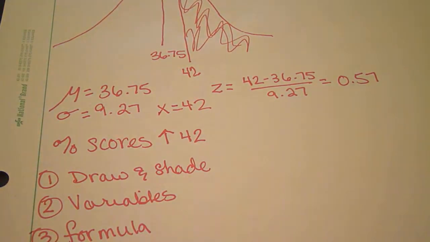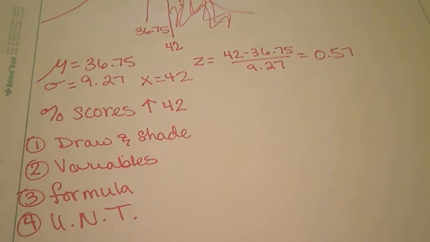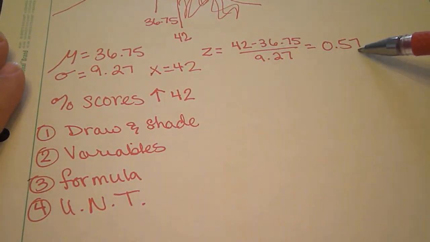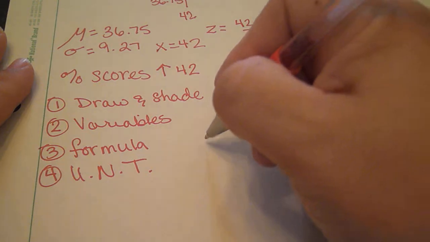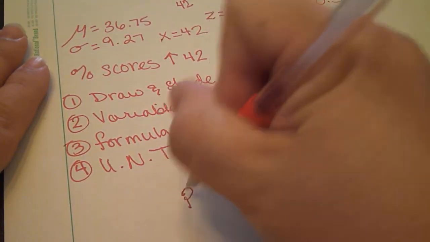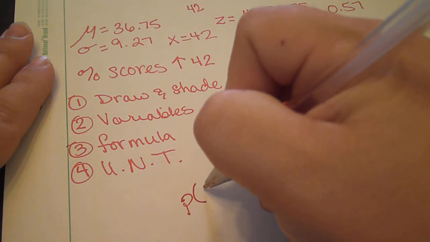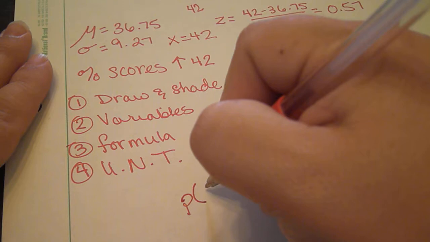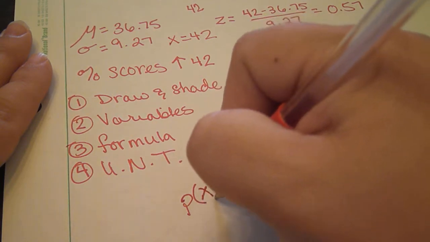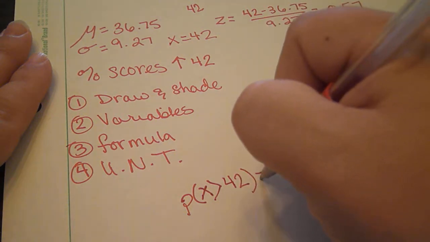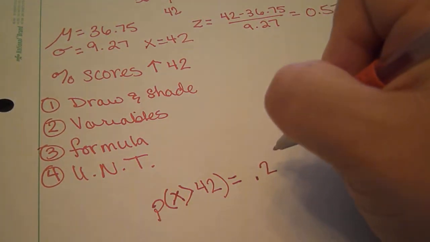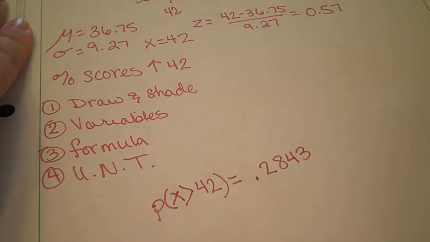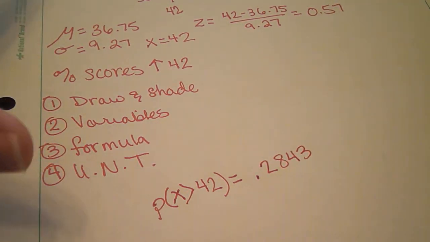So I've shaded, I've identified my variables, I've done my formula and found my z-score. I've looked at my unit normal table and found out that my percentage of scores that lies above 42 is 0.2843. And that is how I would want to write my answer.